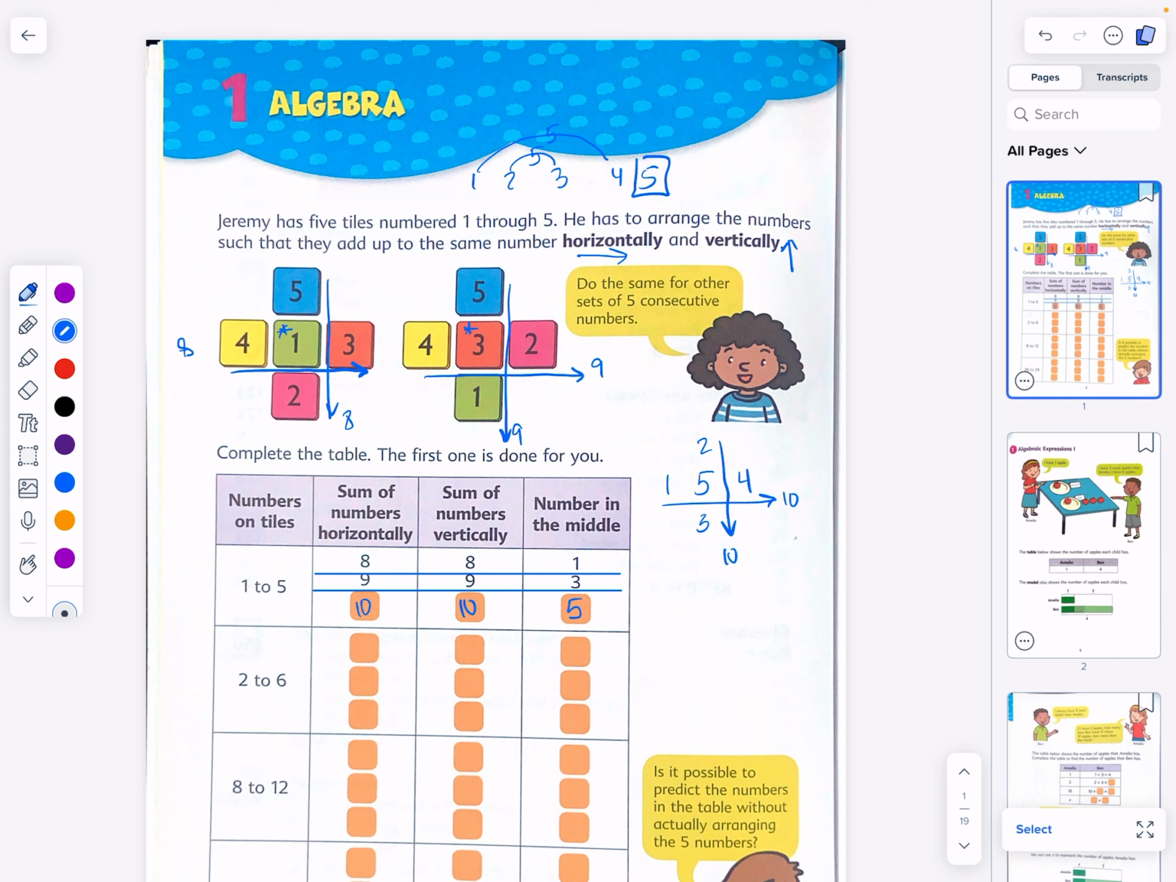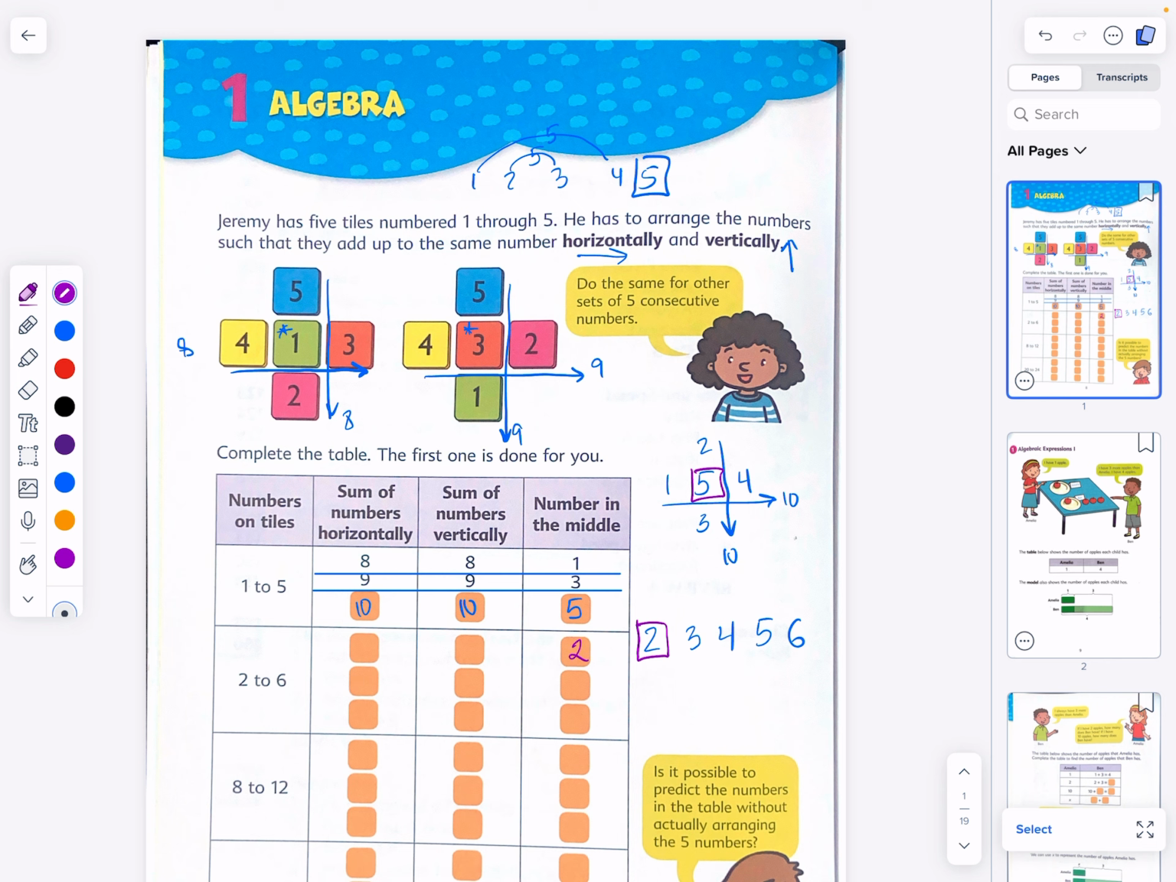Now let's consider a different example. What if we have tiles 2 through 6, still 5 tiles? Let me write them down. 2, 3, 4, 5, and 6. I hope you're trying to understand this. If I choose the central tile, the tile in the middle, to be number 2.